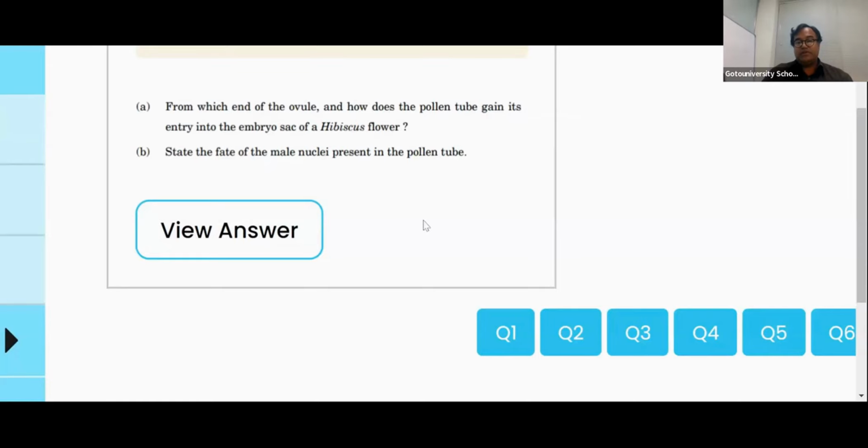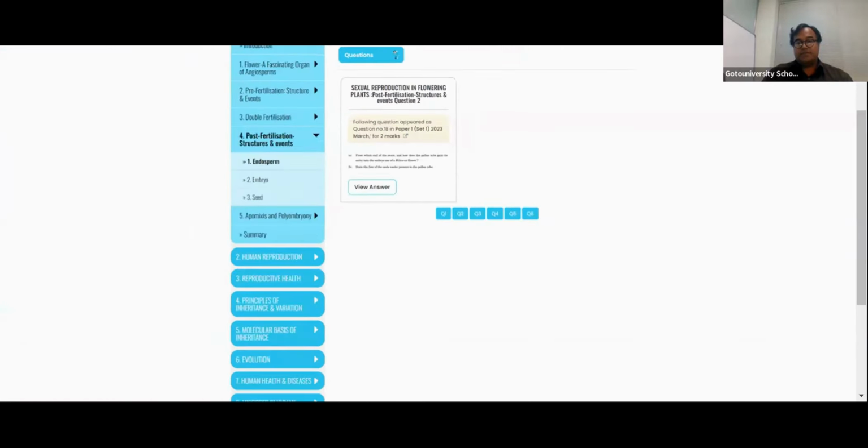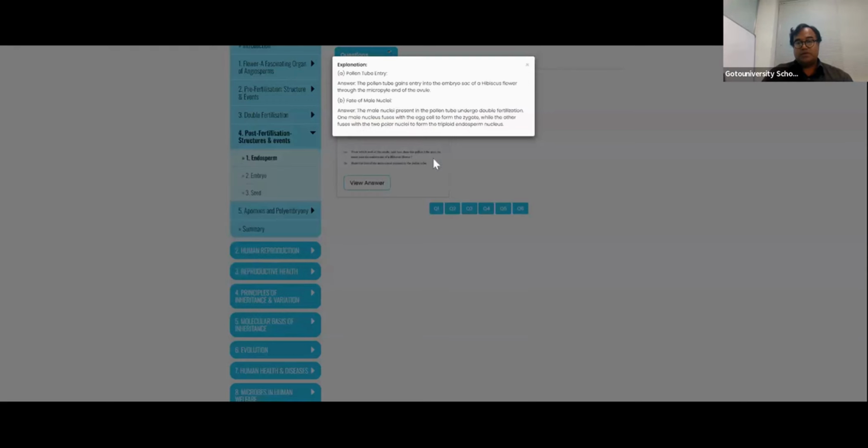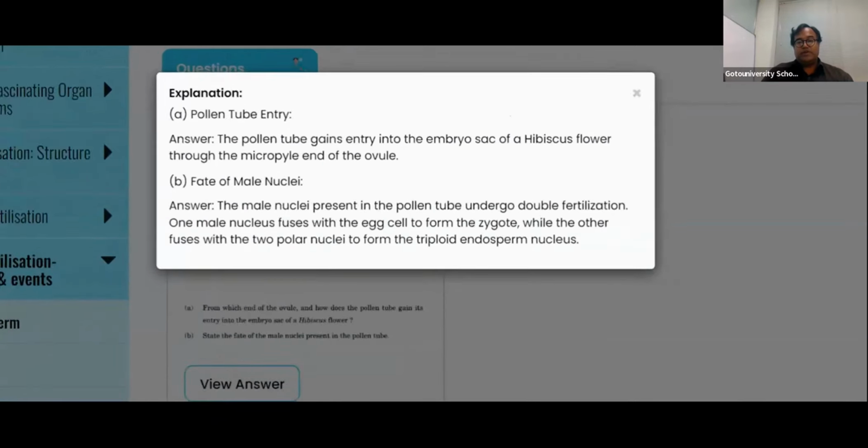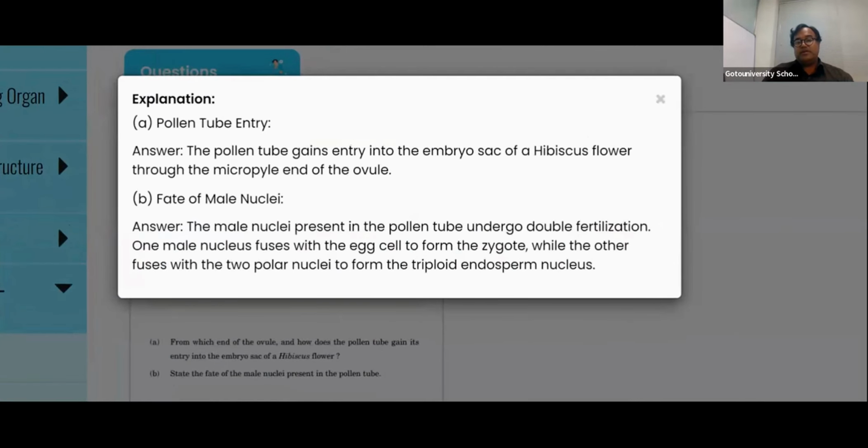Does anyone have any doubt in this question? Can you see this pollen tube entry? The pollen tube gains entry into the embryo sac of the hibiscus flower through the micropyle. We know very well that this pollen tube is formed by the tube cell of the pollen grain.